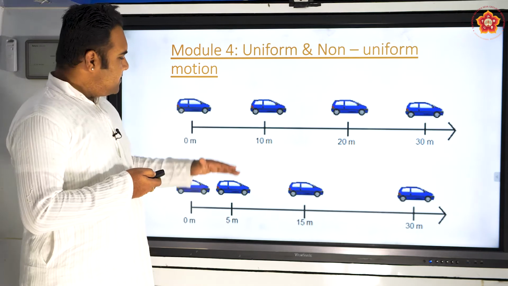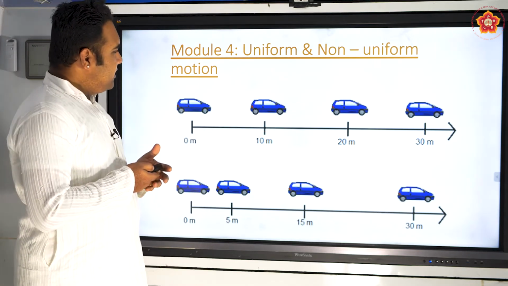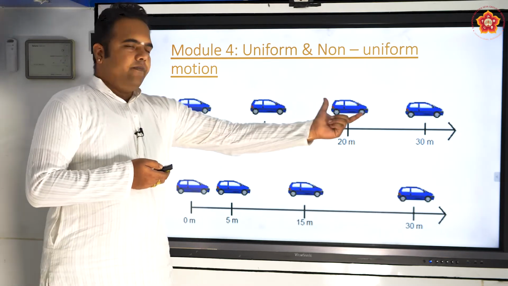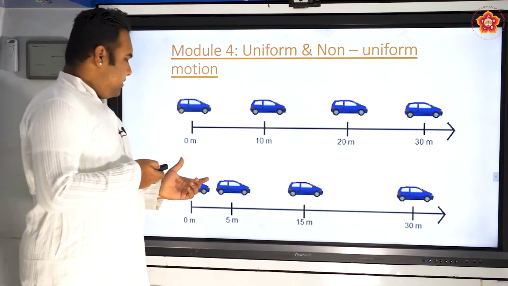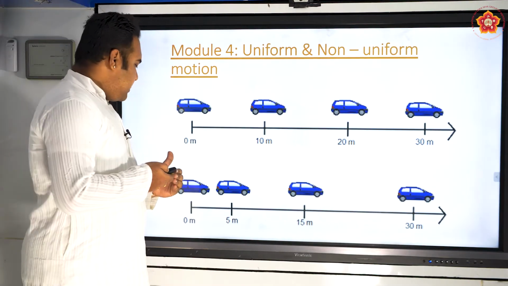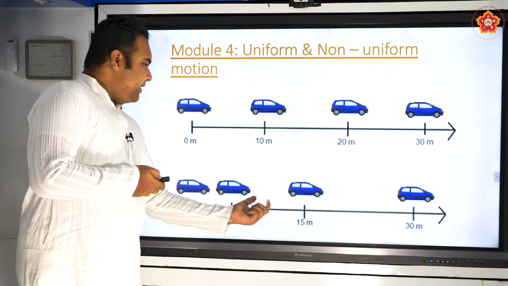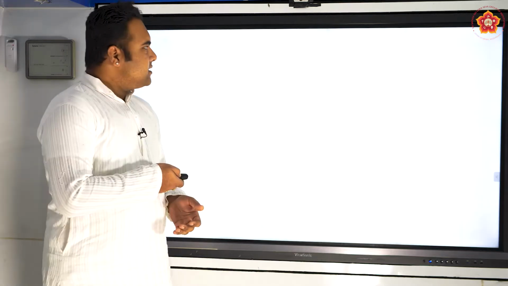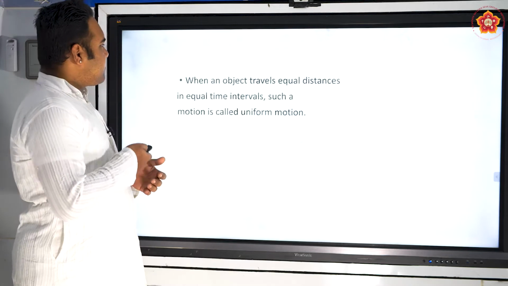So if you carefully observe these two cases, there is some kind of uniformity in case 1. In every second the distance is always equal. In case 2, the distance changes at the end of every 1 second. In the first second it moved only 5 meters, in the next second 10 meters, and then 15 meters, and so on. So with this background, let's define what is called a uniform motion.